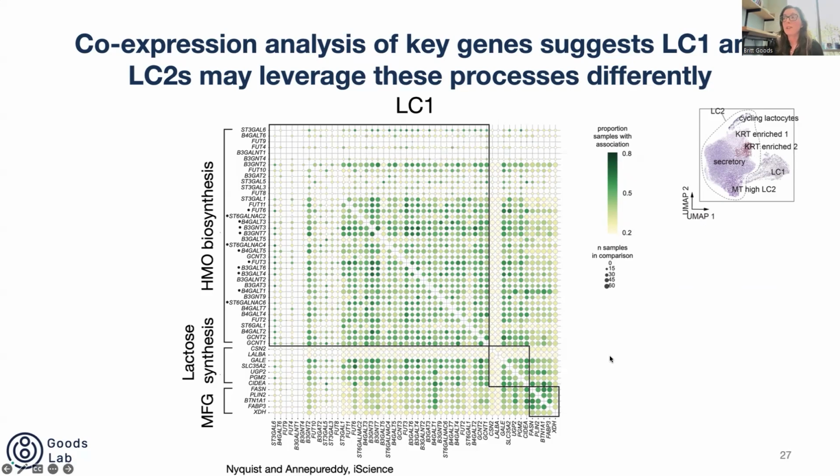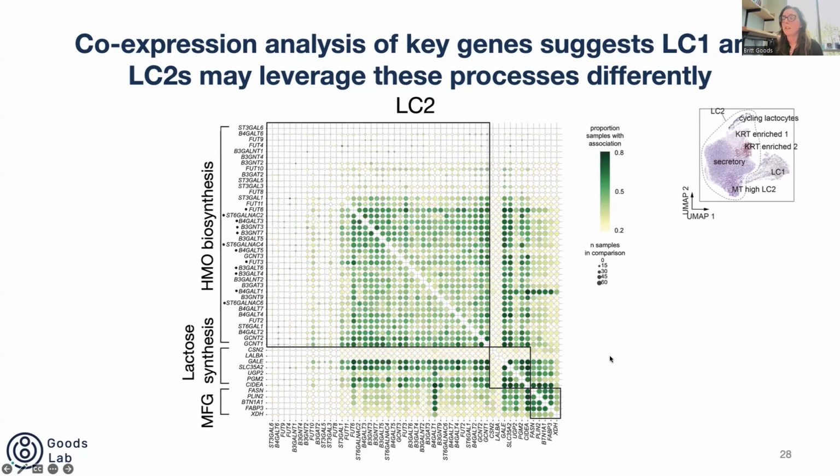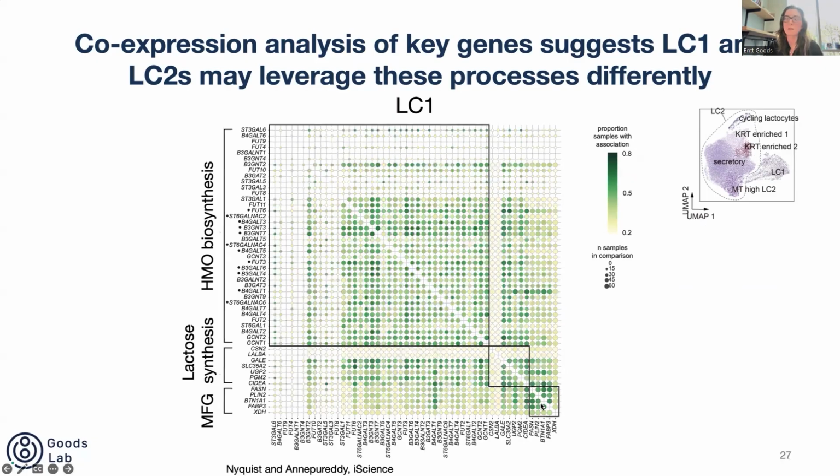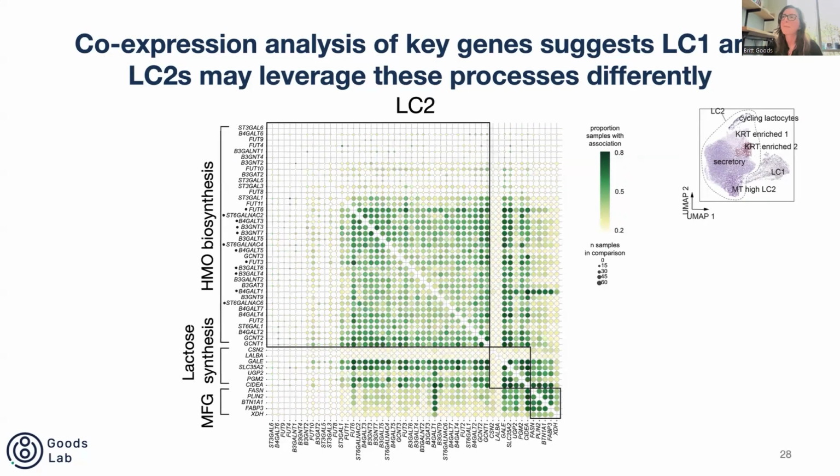And that when we actually look in our LC2 population, the co-expression structure changes slightly. And also there's sort of tighter co-expression of genes in lactose synthesis and milk fat globule synthesis in our LC2s as compared to our LC1s. And so this type of analysis can tell us a lot about how these two cell types might be regulating these processes slightly differently, which again is pointing to putative different functions of these cell types.